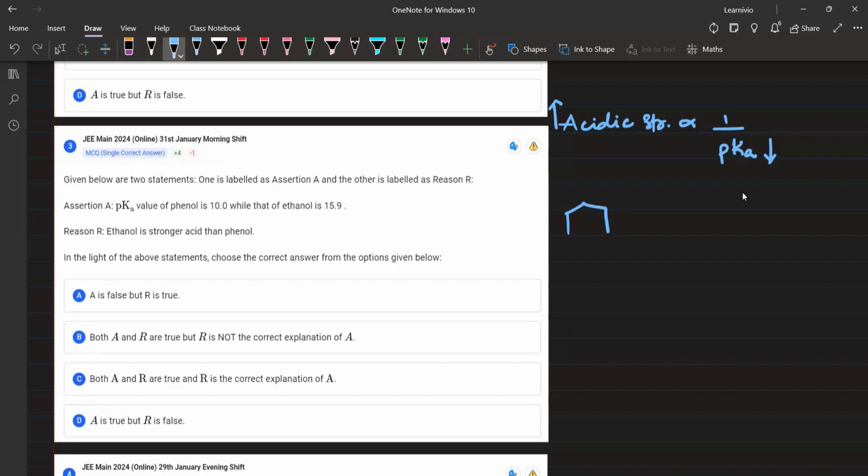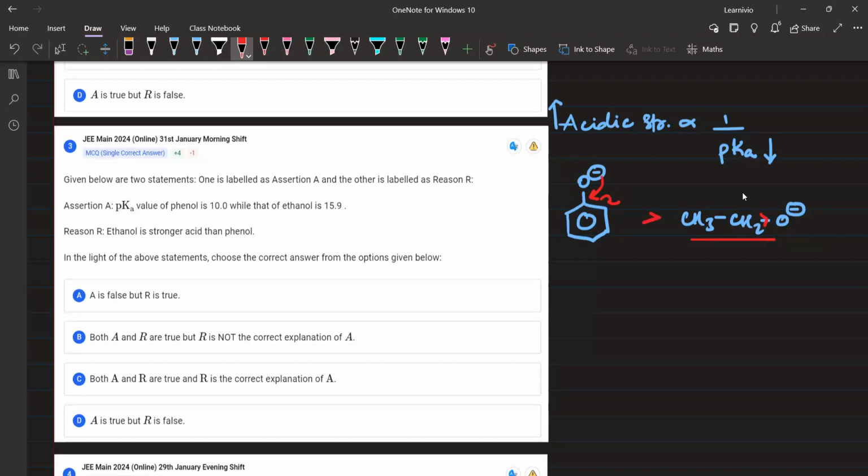Because once you remove the hydrogen from phenol, you will get the phenoxide ion. And in ethanol, you are going to get CH3CH2O negative, that is the ethoxide ion. Now, this phenoxide ion is stabilized by resonance, and the ethoxide is not stabilized by anything, rather it is destabilized by the plus I effect of the alkyl group. So it is increasing the electron density, making the O negative even more unstable. But in the phenoxide ion, there is delocalization of the lone pair and the charge, and that is why it is stabilized.